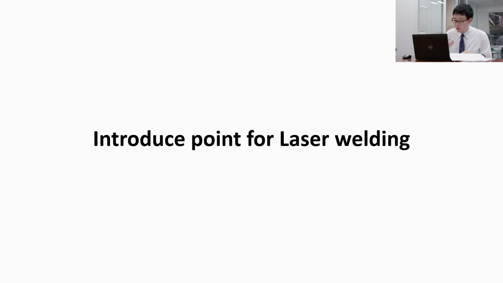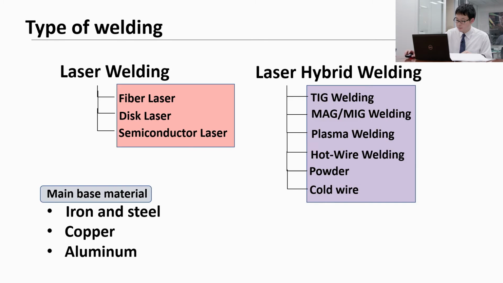From now, we will introduce the points for laser welding. About types of laser welding, there are several types like fiber laser, disc laser, and semiconductor laser. In addition, there is laser hybrid welding, which combines laser and arc welding. The base material for laser welding is usually iron and steel, and copper and aluminum.